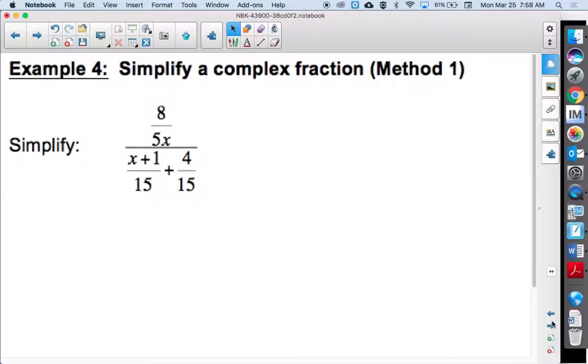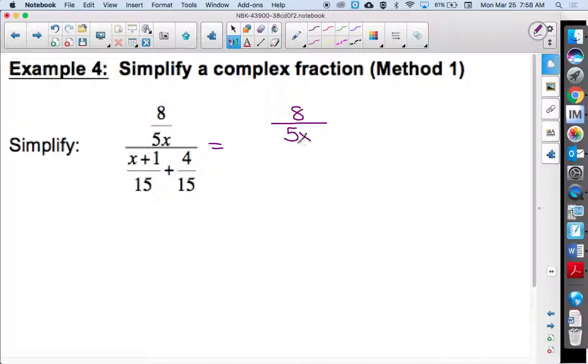So if you look at the first problem, it says that this one is method number 1. So the top, we have 8 divided by 5x. The bottom, we have x plus 1 over 15 plus 4 over 15. So we would want to use method number 1 because you don't really have to find a common denominator. It already has a 15 in the denominator, so we would first add those pieces together. So I'm going to keep the 8 over 5x. So we'll combine the denominator part, those two fractions in the denominator. They have a 15 on the bottom, so we'll combine them together. That's the simplifying part.